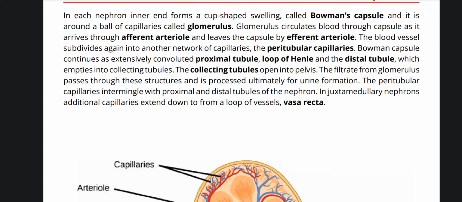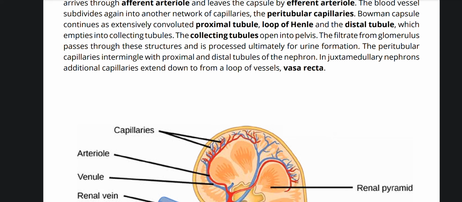Bowman's capsule continues as an extensively convoluted proximal tubule, loop of Henle and distal tubule, which empties into collecting tubules. The collecting tubules open into the pelvis. The filtrate from the glomerulus passes through these structures and is processed ultimately for urine formation. The peritubular capillaries intermingle with the proximal and distal tubules of the nephron. In juxtamedullary nephrons, additional capillaries extend down to form loops of vessels, the vasa recta.